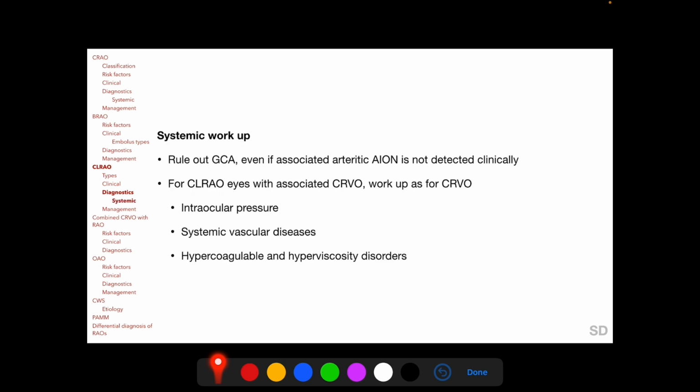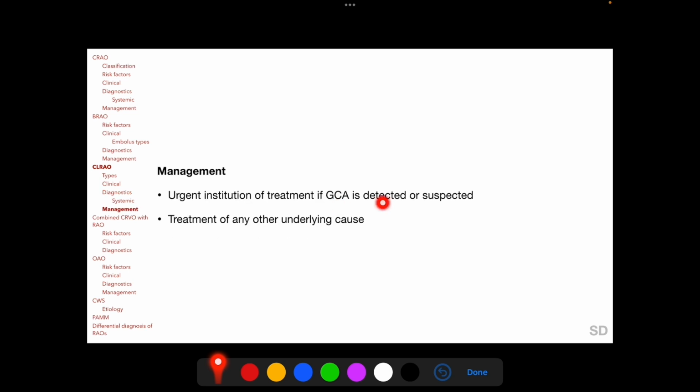As in patients with central retinal artery occlusion, giant cell arteritis needs to be ruled out in patients with cilioretinal artery occlusion, even if arteritic acute ischemic optic neuropathy is not detected clinically in these eyes. And for eyes with CLRDO associated with CRVO, systemic workup is as for CRVO, which we have discussed in the session on CRVO. If giant cell arteritis is detected or suspected in a patient with cilioretinal artery occlusion, urgent institution of intravenous corticosteroid therapy is mandatory to save the fellow eye.